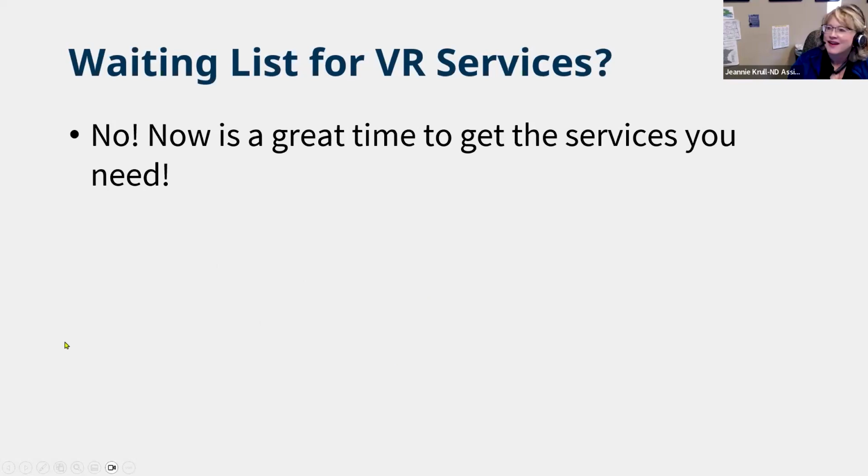And right now, there's no waiting list for VRS services. That priority for services I mentioned earlier, priority 1, 2, and 3. The federal government mandates that we serve folks with the most severe disabilities first. So when funding does get to be a challenge, priority 1 is served first. But right now, we do not have a waiting list.